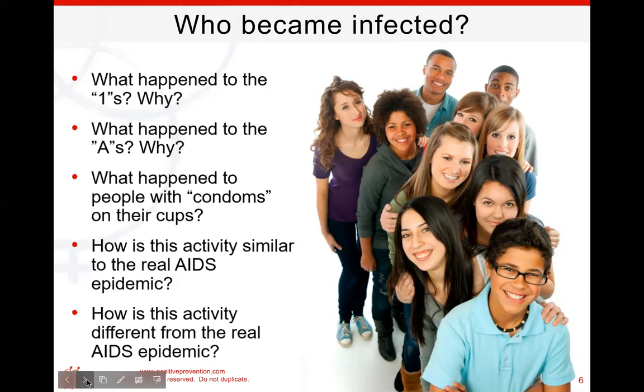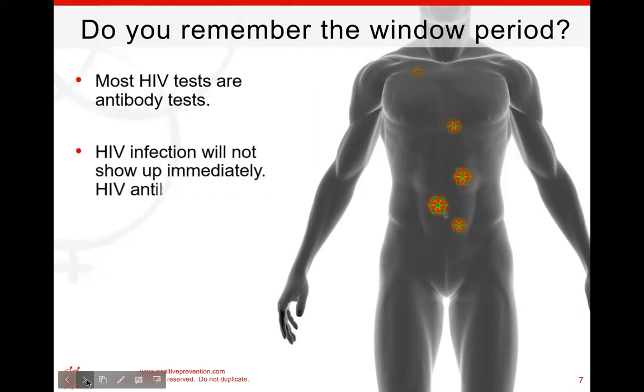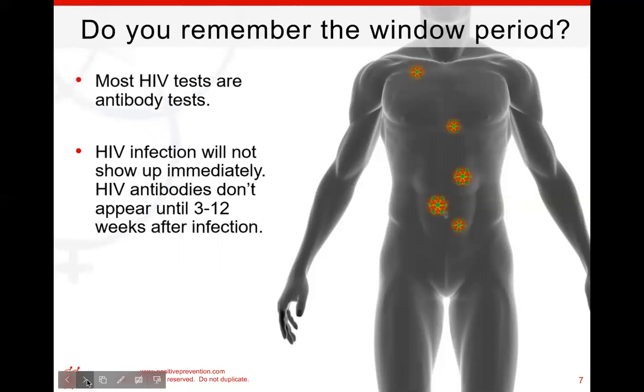Okay, so moving forward, do you remember the window period? So a couple lessons ago, we talked about HIV and AIDS. Most HIV tests are antibody tests, and an HIV infection will not show up immediately. HIV antibodies don't appear until 3 to 12 weeks after infection.